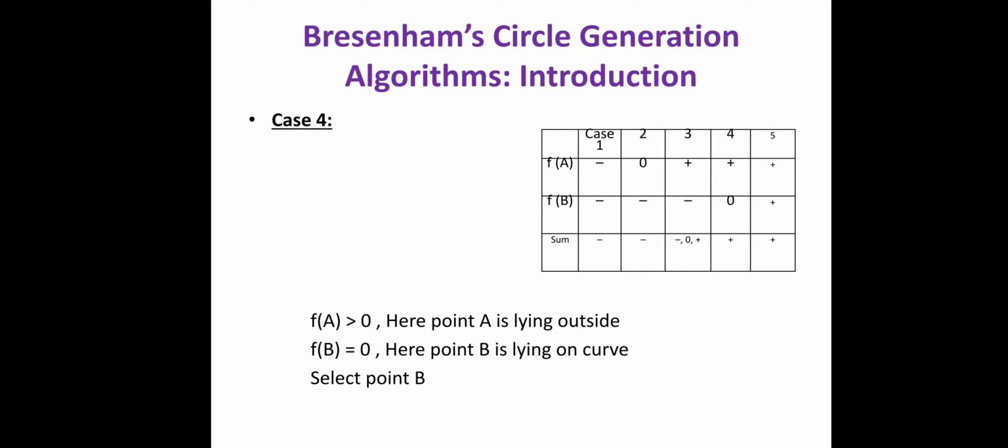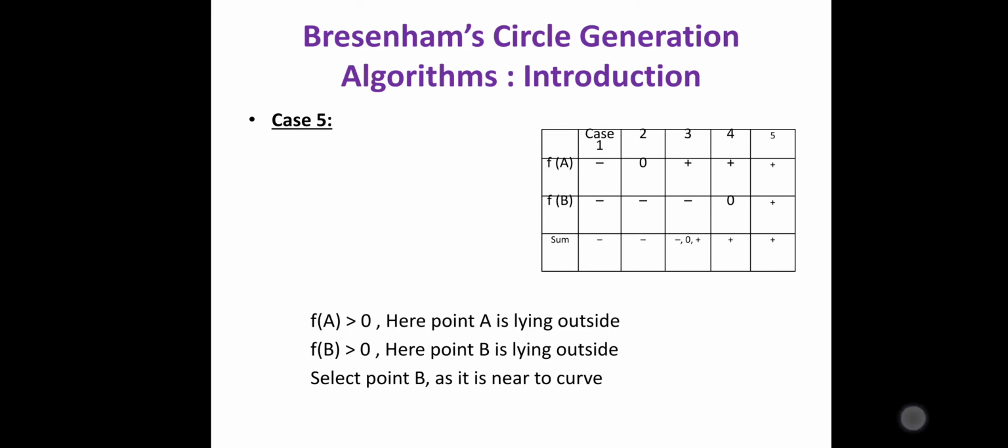So what is case number 4? In this case number 4, f of a is greater than 0, which means a is lying outside, and f of b is equal to 0, which means b is on the circumference of the circle. So which point am I going to select? Obviously, I am going to select b.